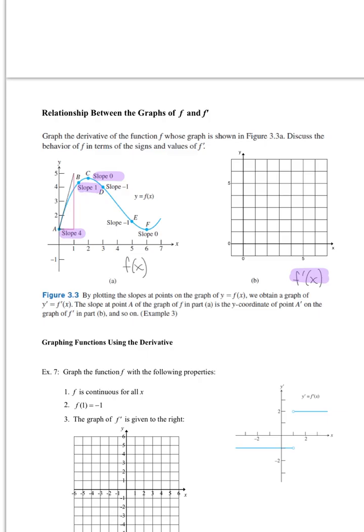So I'm going to try to color code this just a little bit. Let me grab a yellow highlighter. Give me a sec. I'm going to highlight the things that have a positive slope in yellow. So this is positive, still positive, still positive.